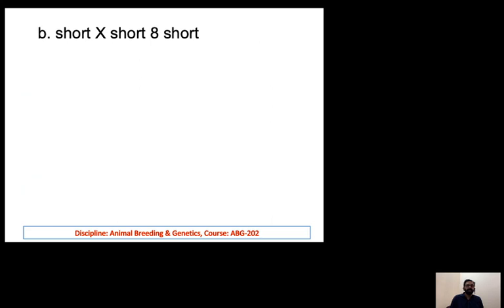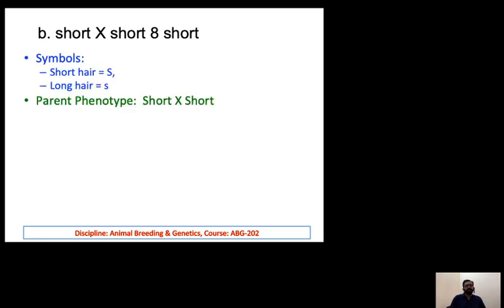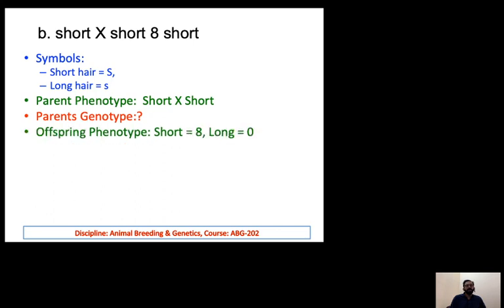So part B of this question, or the second cross, short versus short, and we get 8 short offspring. Now again the symbols are the same. So parents phenotype, short hair is crossed with the short hair. The genotype we need to know, and the offspring phenotype, this is short 8 and long 0. So the offspring phenotypes and genotypes, it could be heterozygotes or it could be homozygous dominant.